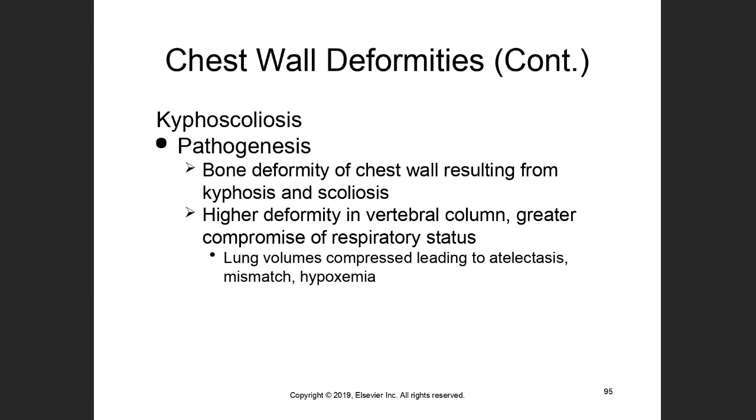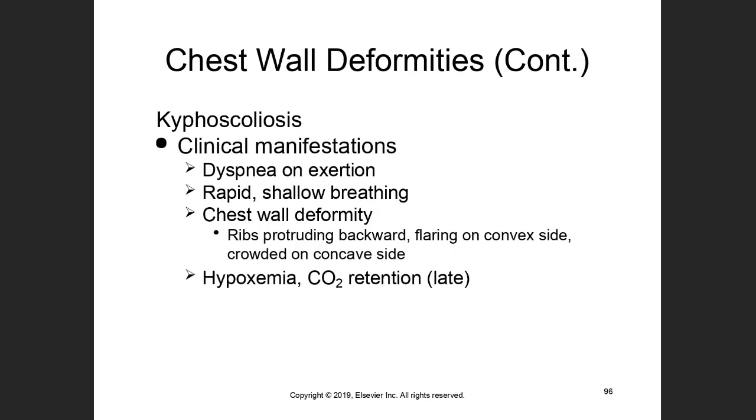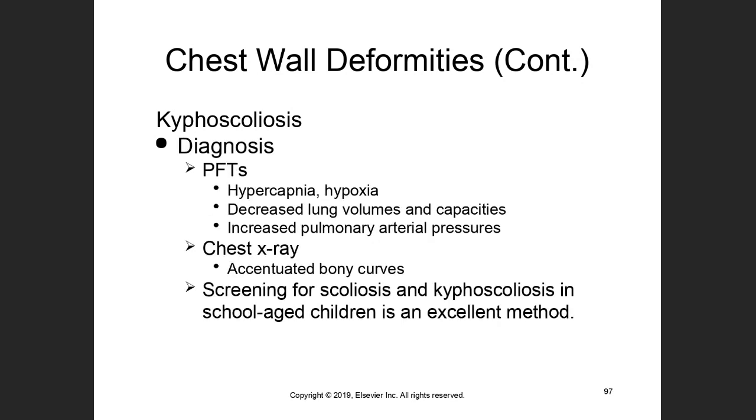That surgery could be performed by a neurosurgeon or an orthopedic surgeon. Clinical manifestation: dyspnea, which appears when the disease is really advanced and the deviation is extremely large. Pulmonary function tests and chest X-ray. You have to do a chest X-ray to see the deviation.